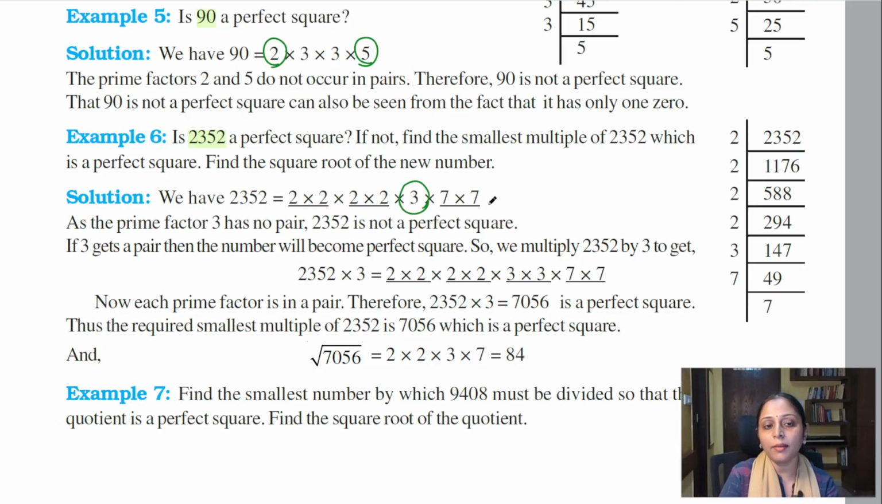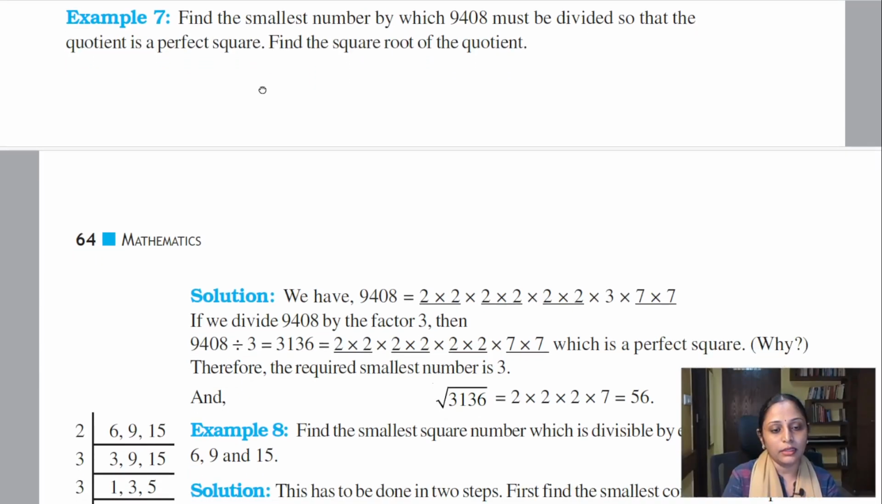Now, if I multiply this with another 3, then clearly all the prime factors are paired up, and that means that I have my perfect square. Therefore, you can say that we need to multiply the given number with 3 and you will see that the result is 7056. So 7056 is the number closest to 2352 which is a multiple of it and a perfect square. That kind of questions will also be asked.